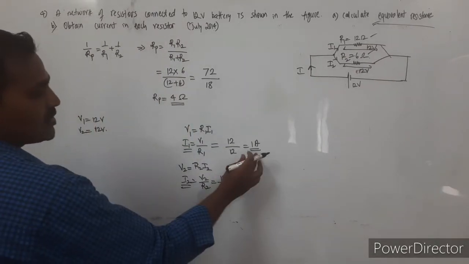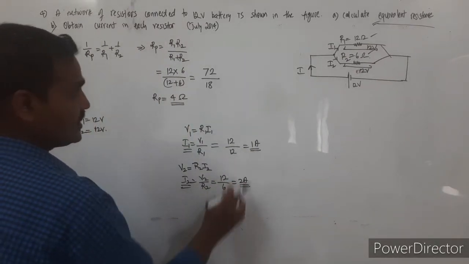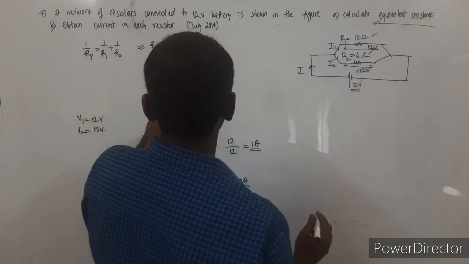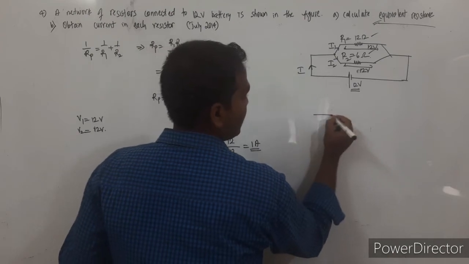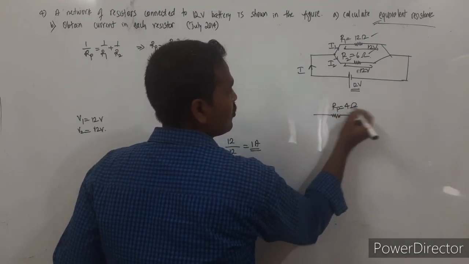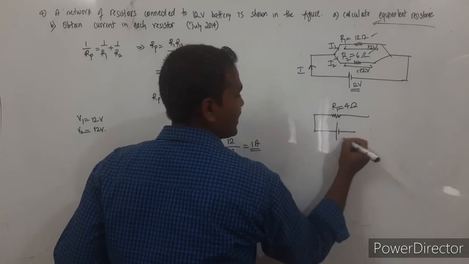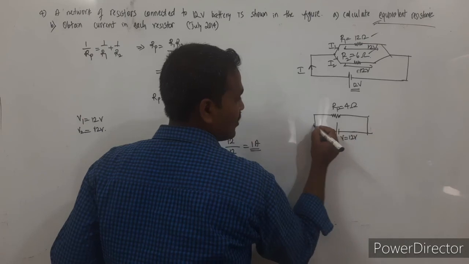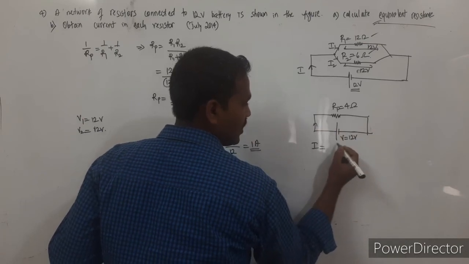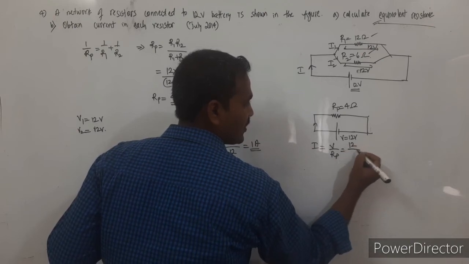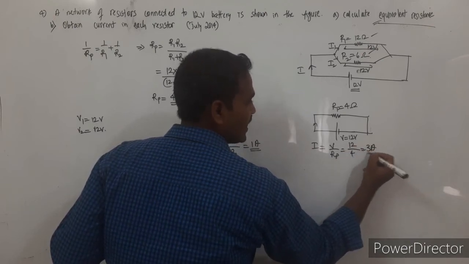So the total current must be the sum of these two currents. The effective voltage is equal to 12 volt and the effective resistance is Rp. If I draw the equivalent circuit, Rp is 4 ohm we have got, and the battery potential difference is 12 volt. So by this also the total current is V divided by Rp, that is 12 divided by 4, that is equal to 3 amperes.